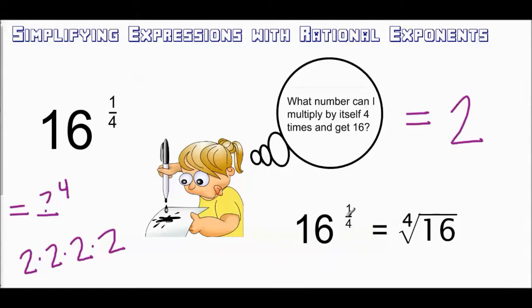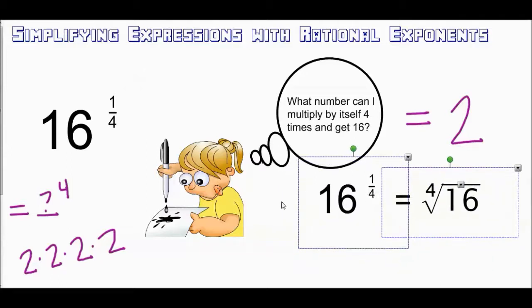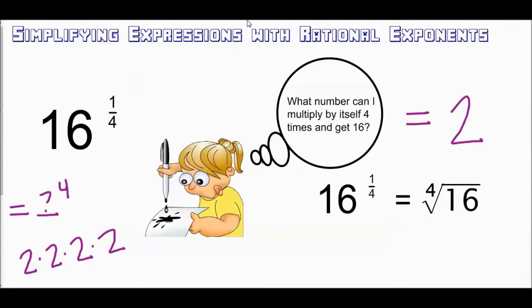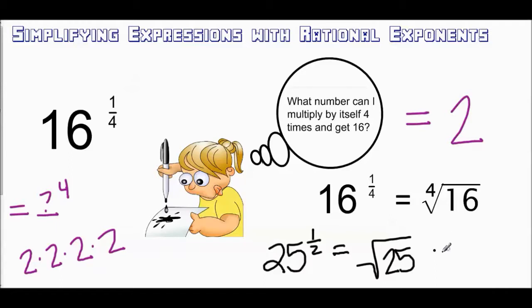Now another way to think of this: when you have the 1/4 power, that's the same thing as the 4th root. You may not be as familiar with 4th roots, but you've definitely seen square roots, and you've probably seen cube roots. So if I had 25 to the 1/2 power, that is the same thing as asking what is the square root of 25, which would be 5, because 5 times 5 is 25.